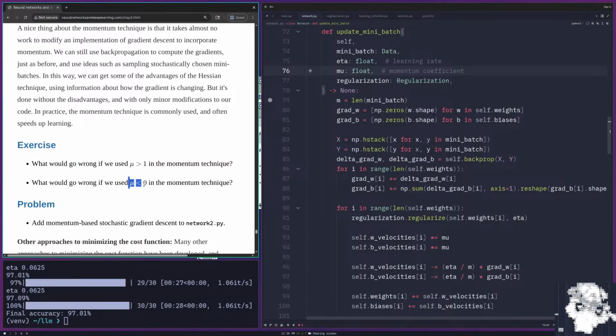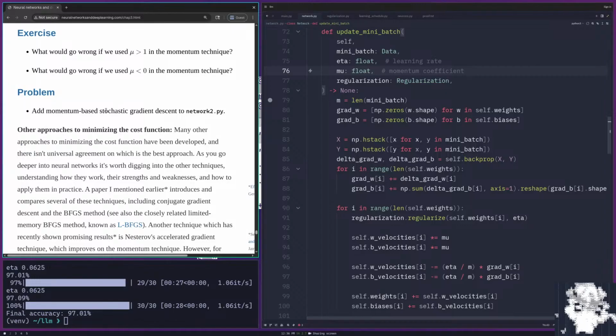What would go wrong if mu was less than 0 in the momentum technique? I think it would be the same in the other direction. You'd be biased against moving in the direction that you used to be moving, which, like, the whole point of using momentum is that in practice, moving in the direction you used to be moving is a good heuristic. So you would be doing the opposite of a good heuristic. Problem.